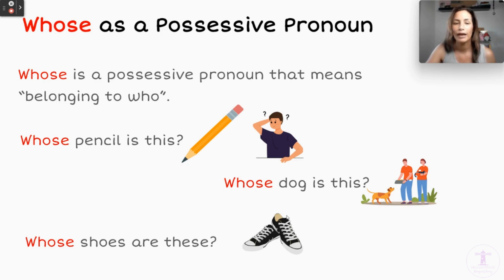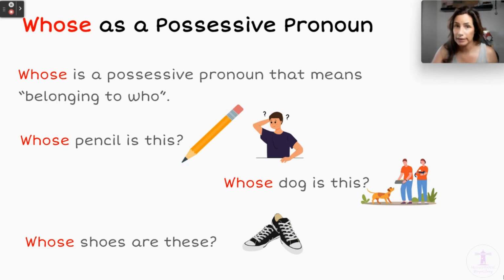Okay, and now we've got some shoes, and they're lying in the middle of the house. And you don't know who those shoes belong to? So we need to ask, whose shoes are these? Okay, and notice these and this. So this because it's one pencil. This because it's one dog. These because there's more than one shoe. We have a pair of shoes, two shoes. So we need to use these. Whose shoes are these? Now faster. Whose shoes are these?